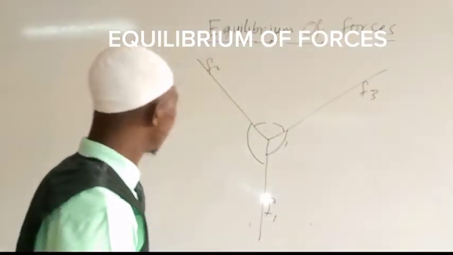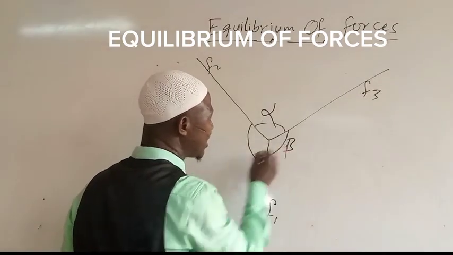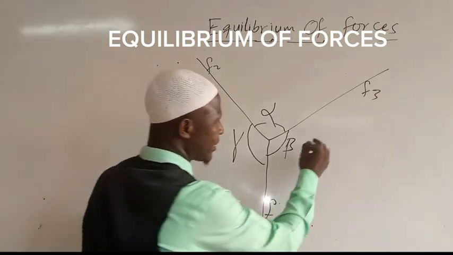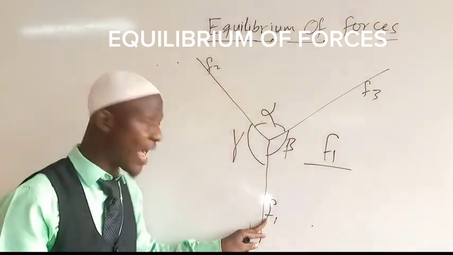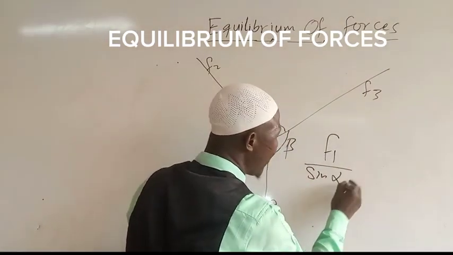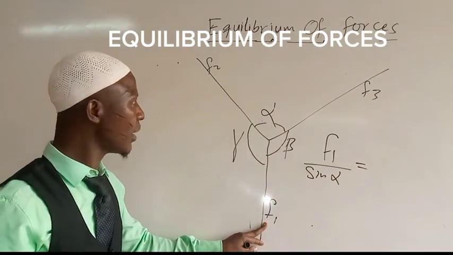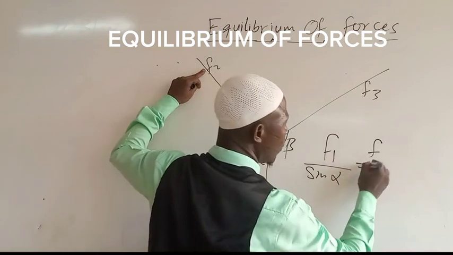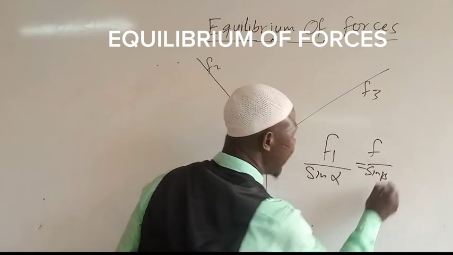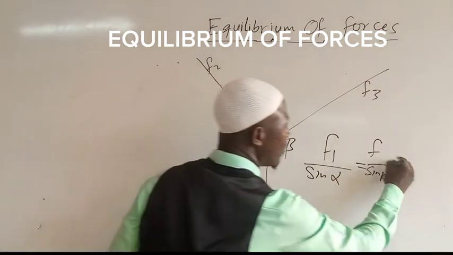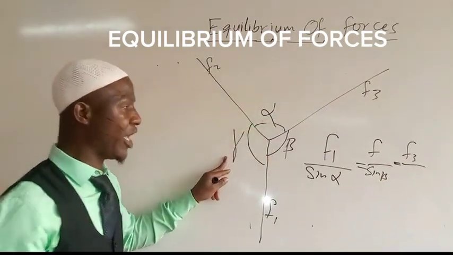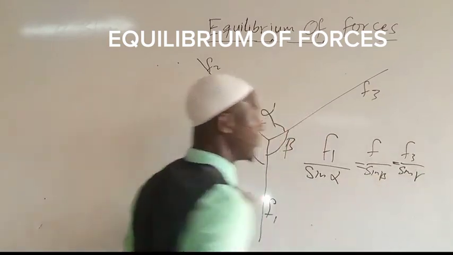And Lamy's theorem says, let's say this one is alpha, this one is beta, and this one is gamma. Apply Lamy's theorem. You can start from F1: F1 over sine of the angle opposite to F1, that is sine alpha, is equal to F2 over sine of the angle opposite to F2, sine beta, is equal to F3 over sine of the angle opposite to F3, that is sine gamma.